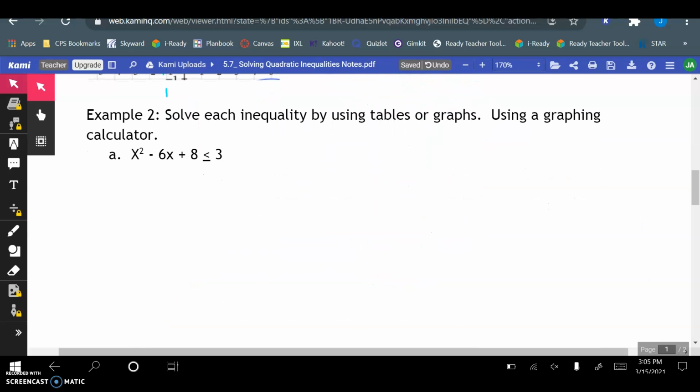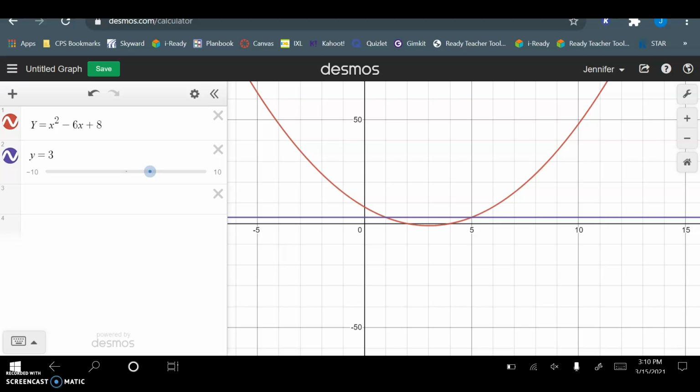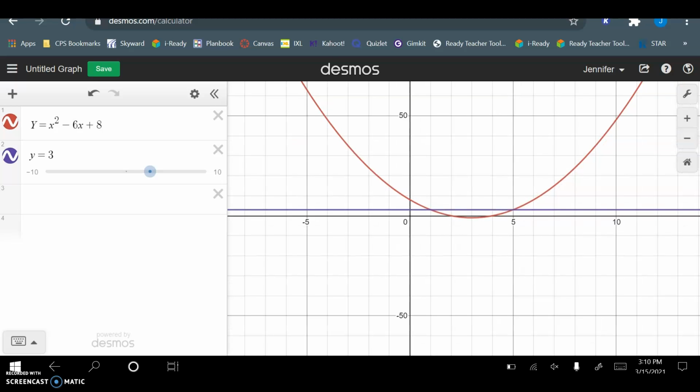So for example 2, we're going to solve each inequality by using tables or graphs. We're also going to use the graphing calculator for this. We're going to split it up into 2 different problems in our calculator. Y1 is going to be x squared minus 6x plus 8, and y2 is going to be 3. For you guys at home with the Desmos graphing calculator online, you're going to plug in y equals each one, and your graph would look like this, and you can zoom in and out to look at it.